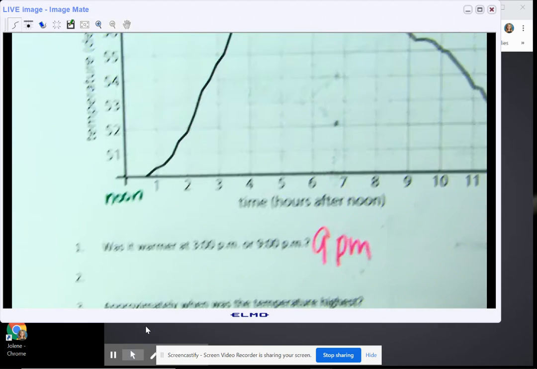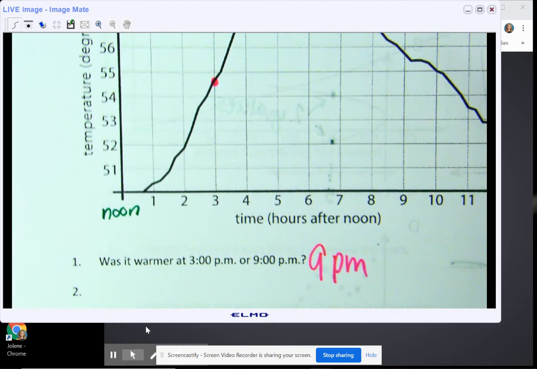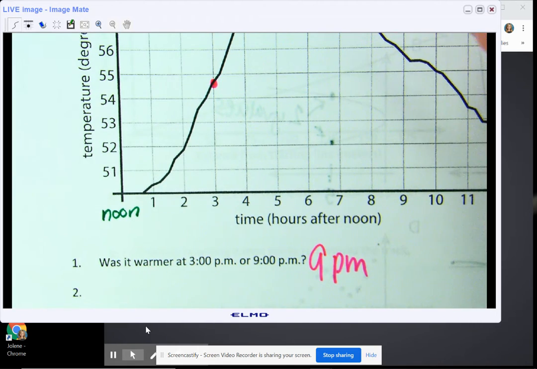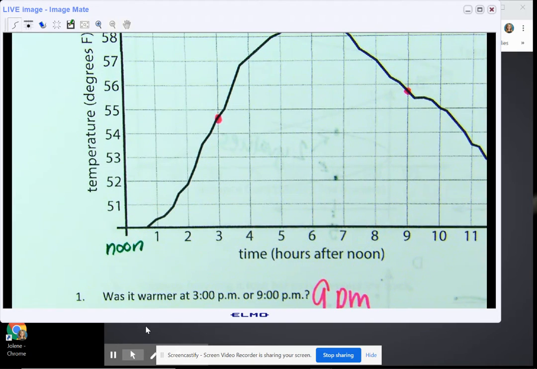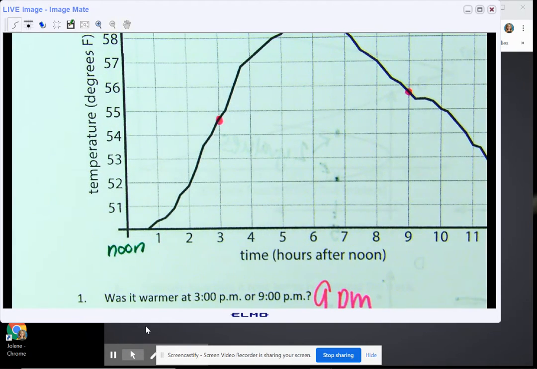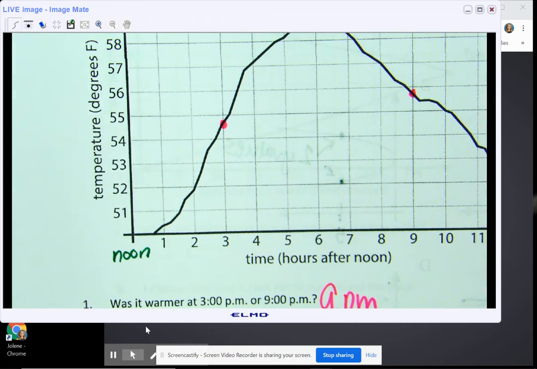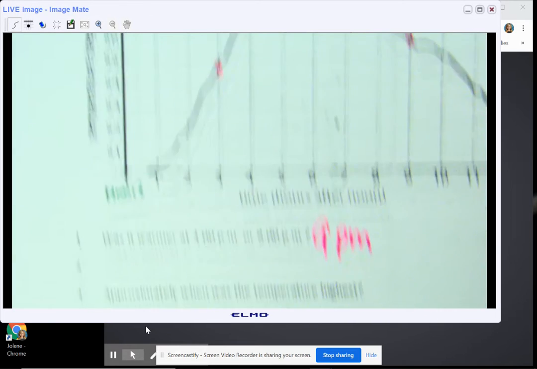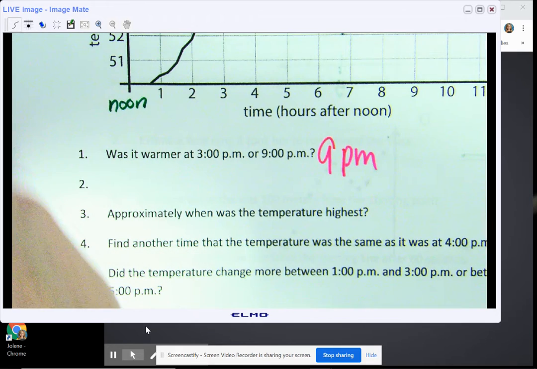So if we look up at where 3 o'clock is and 9 o'clock, 3 o'clock, it's almost 55 degrees. 9 o'clock, it's almost 56. So almost 56 is warmer or higher of a temperature than almost 55. Okay. Number 3, approximately when is the temperature the highest? So Eric.